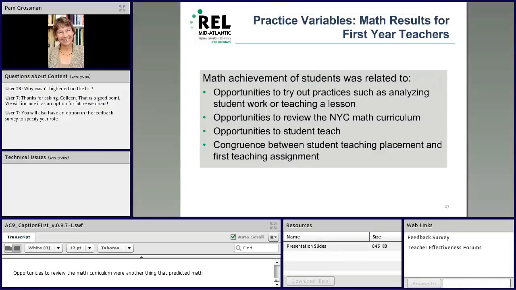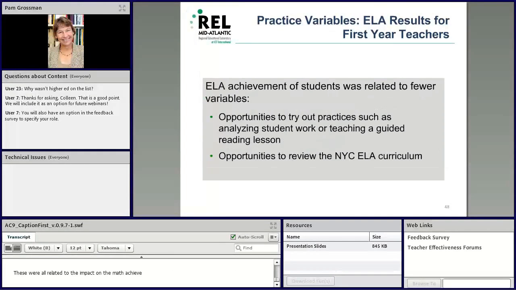Opportunities to student teach. So having no opportunity to student teach was negatively related to student achievement. And also that congruence between the placement in student teaching and the first teaching assignment. These were all related to the impact on the math achievement results.